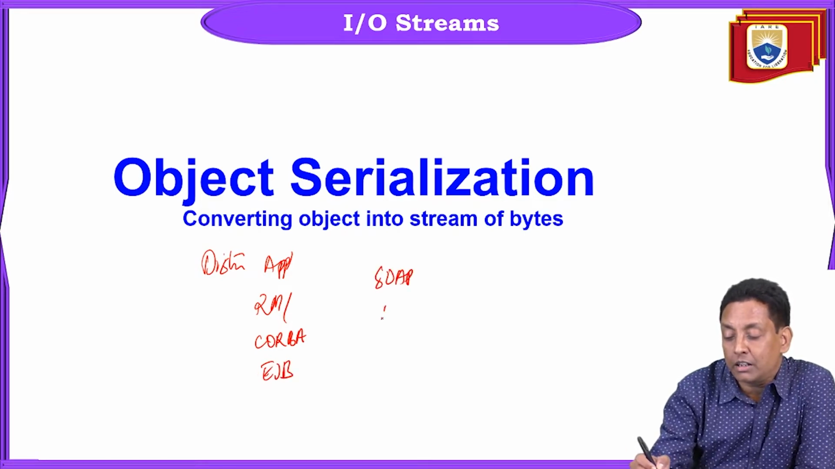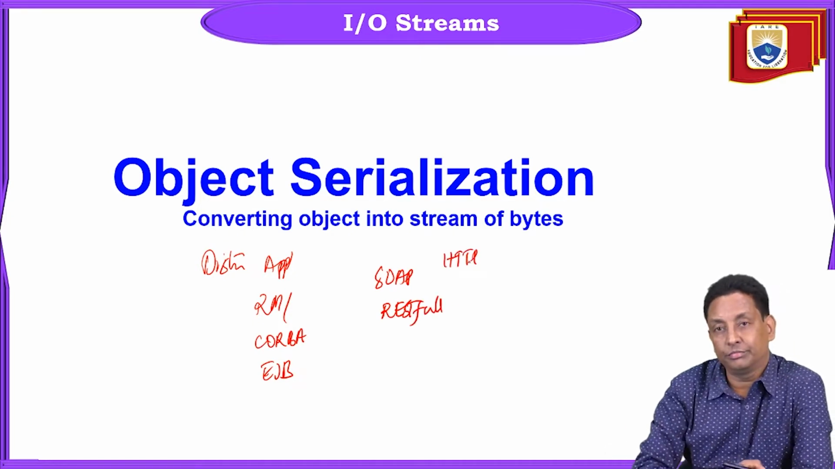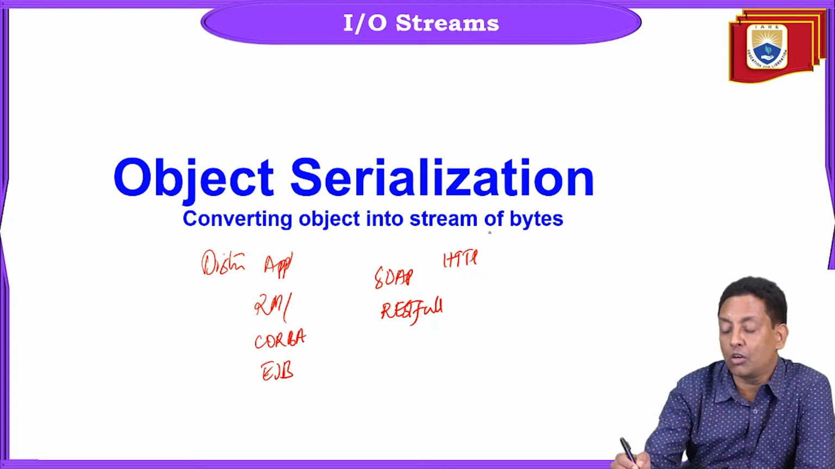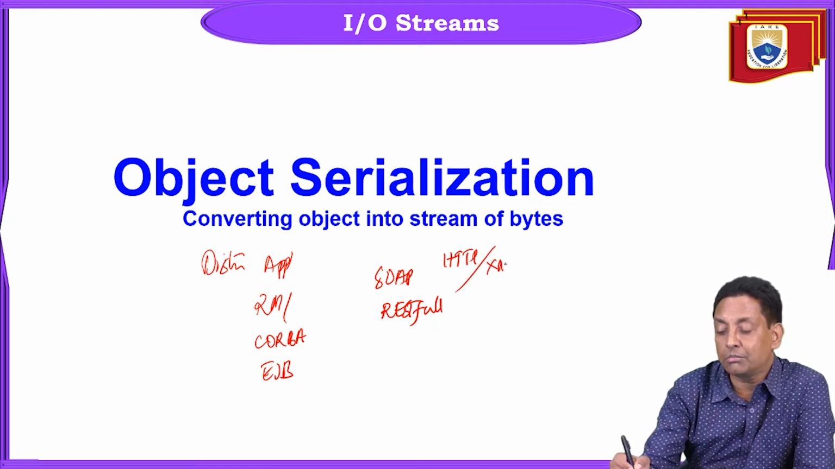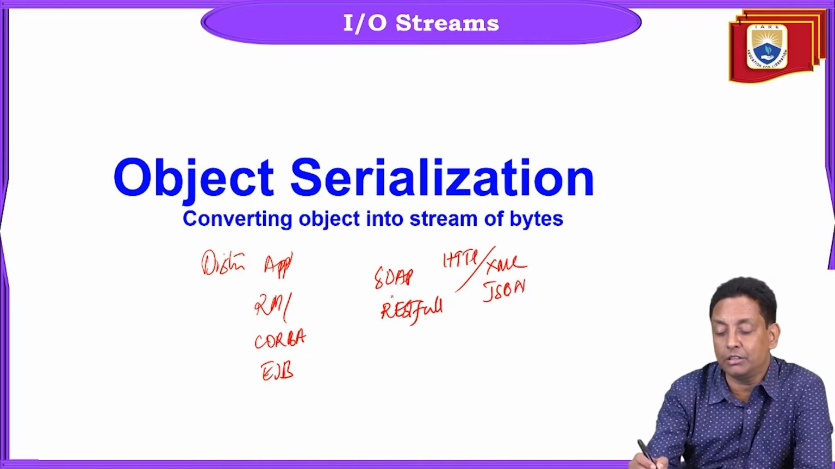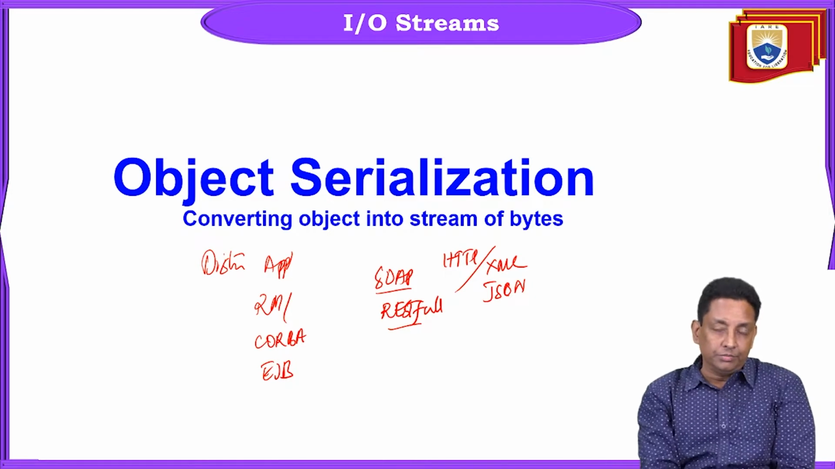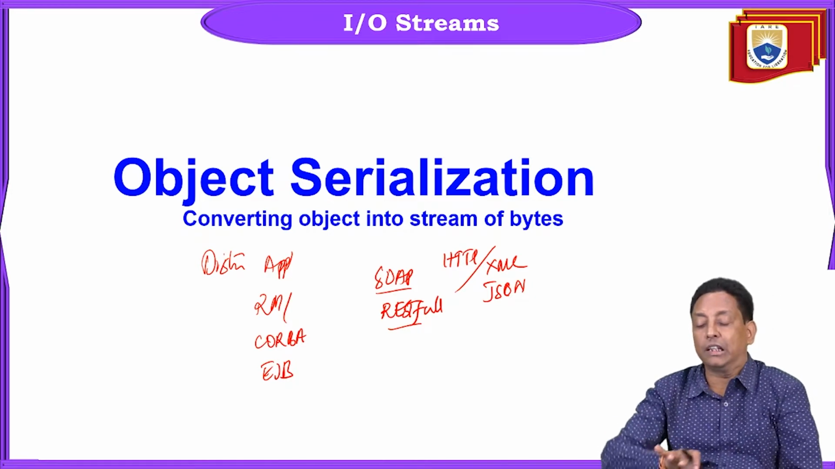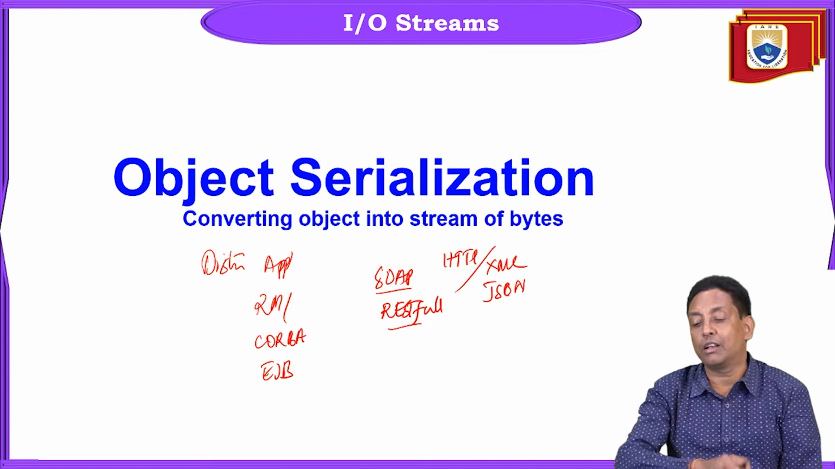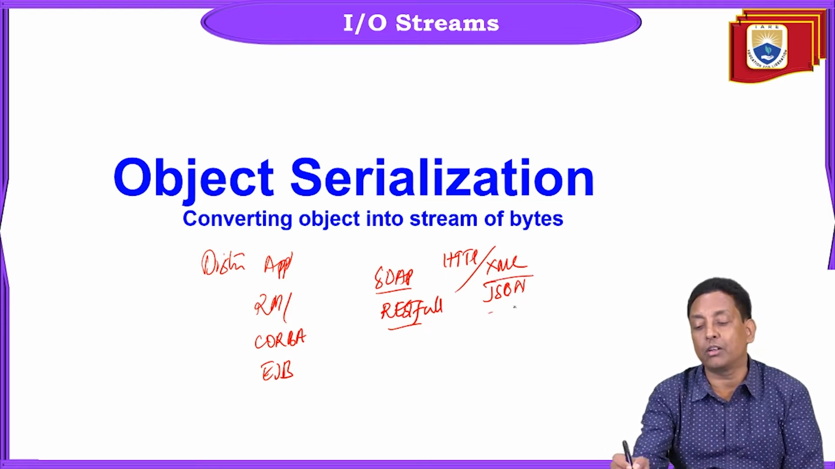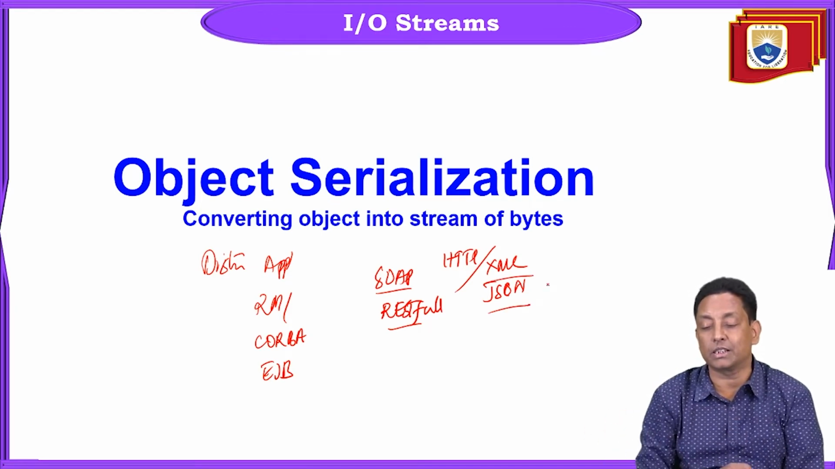SOAP and RESTful based web services completely use the HTTP protocol, with XML or JSON. Here in web services, we don't need object serialization. Object serialization is replaced with converting the object into XML format or JSON format in web services.